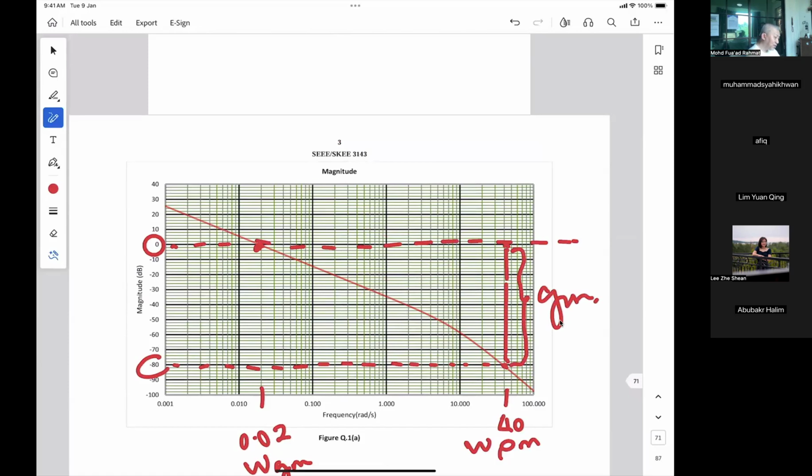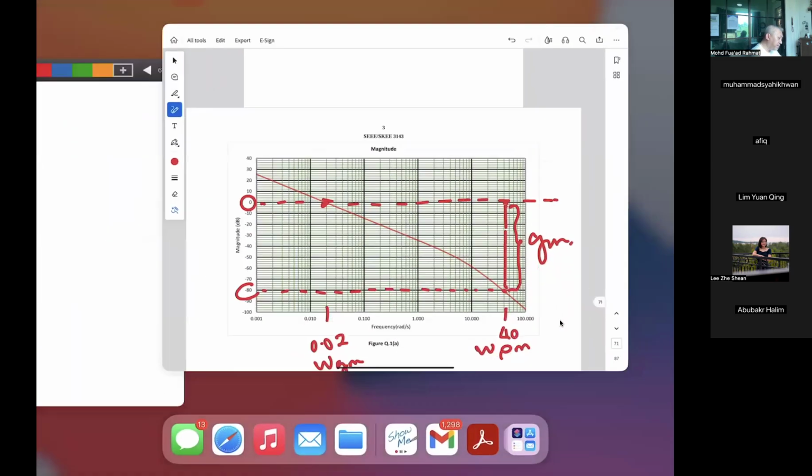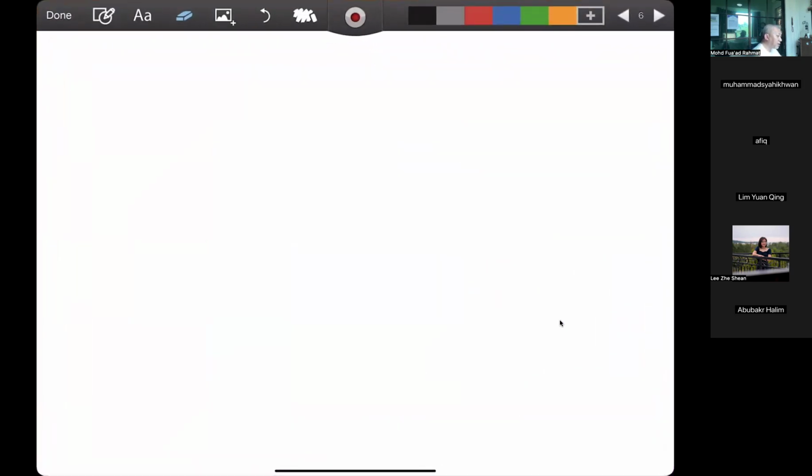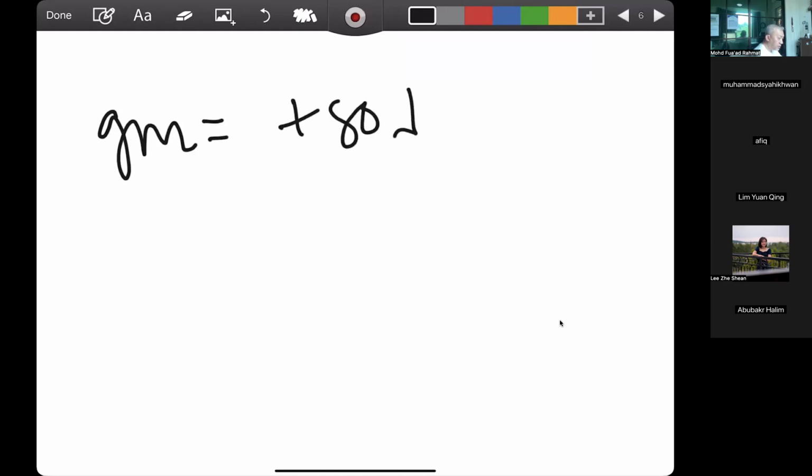Afiq, what is the gain margin from your side? What is the gain margin on your side? Negative 80 dB, plus 80 dB. Okay.